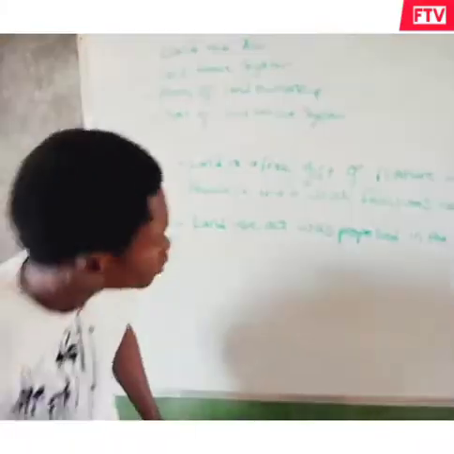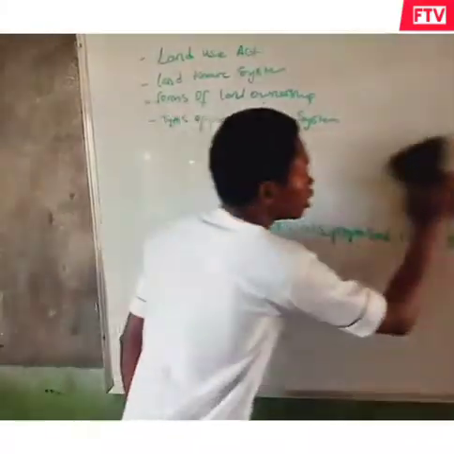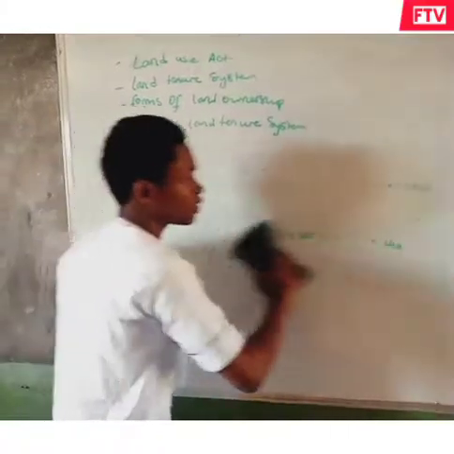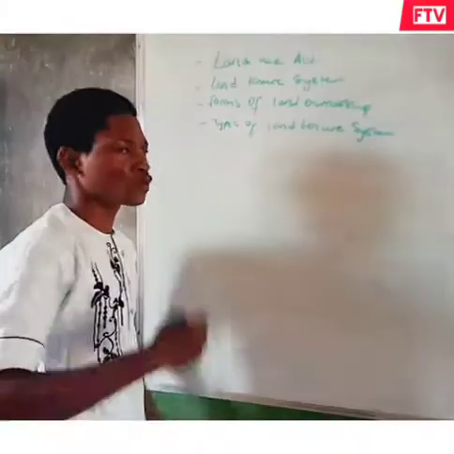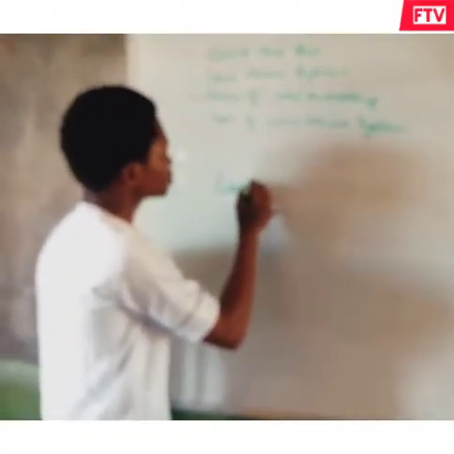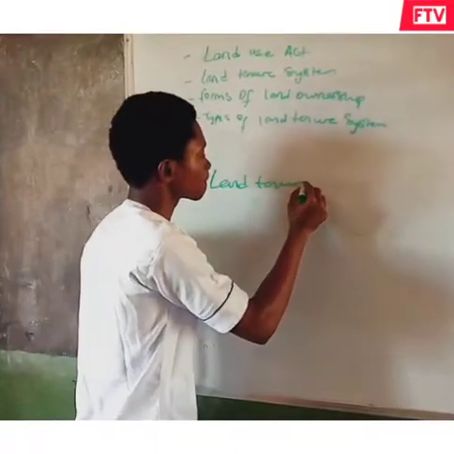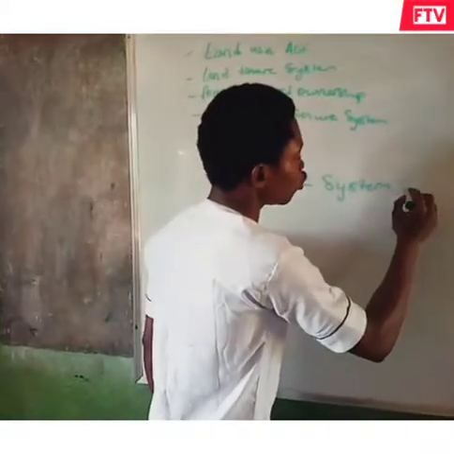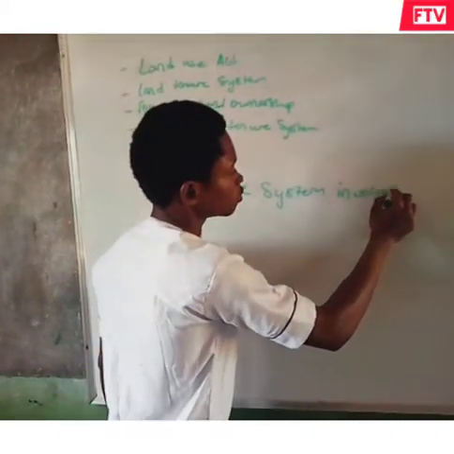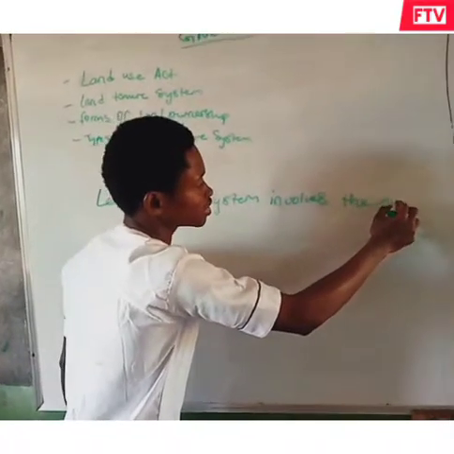Let's go to the land tenure system. The land tenure system talks about the system of land ownership. For you to own land, the land tenure system involves the ownership of land.